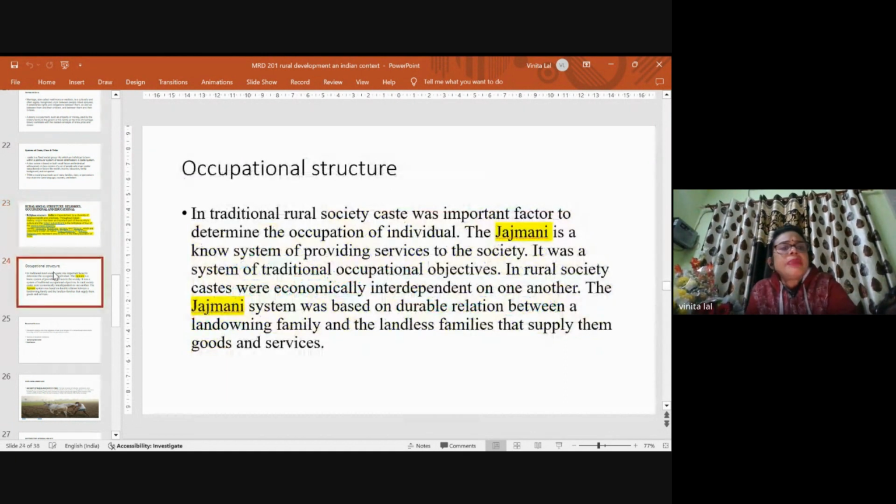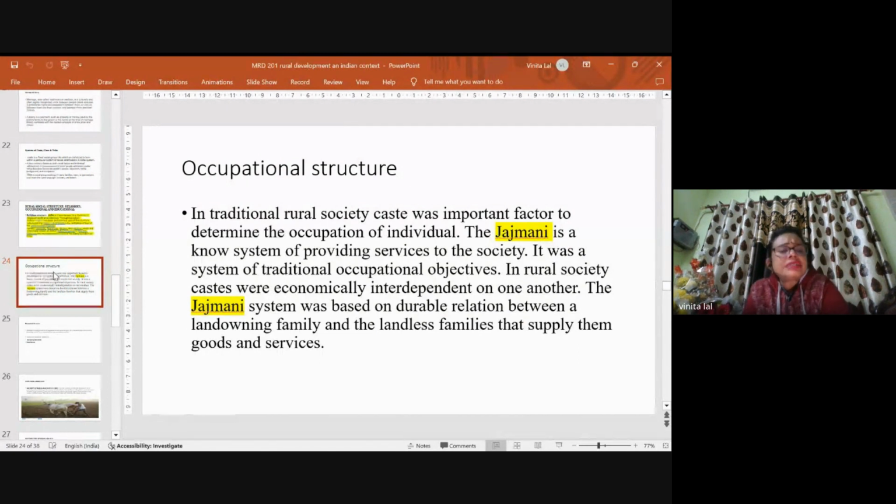Now come to the occupational structure. As everyone knows, it refers to the aggregate of occupations in society, and in rural society, the Jajmani system is the main backbone of occupational structure. Jajmani system is known for providing service to society. It was a system of traditional occupational obligations. So various factors influence the occupational structure, including economy, technology and bureaucracy, the labor market, and status and prestige.